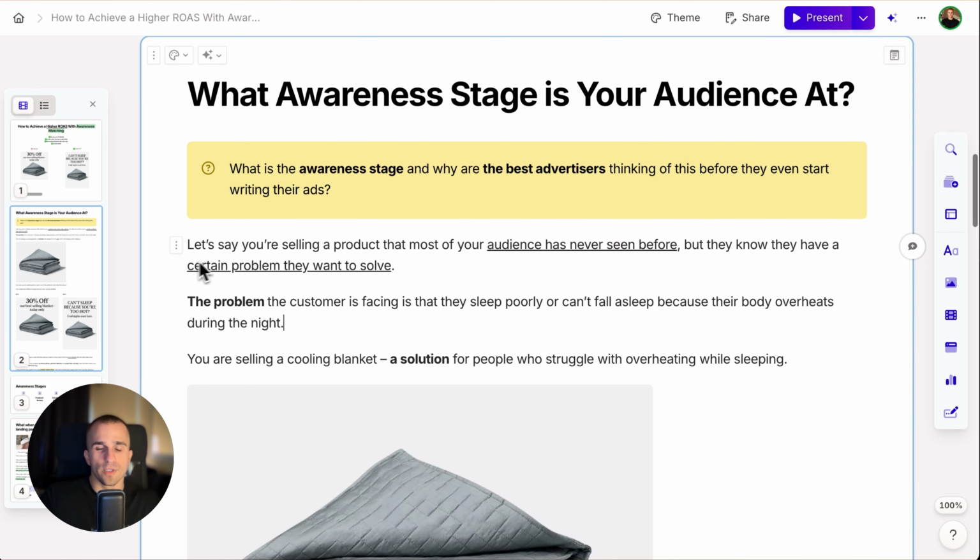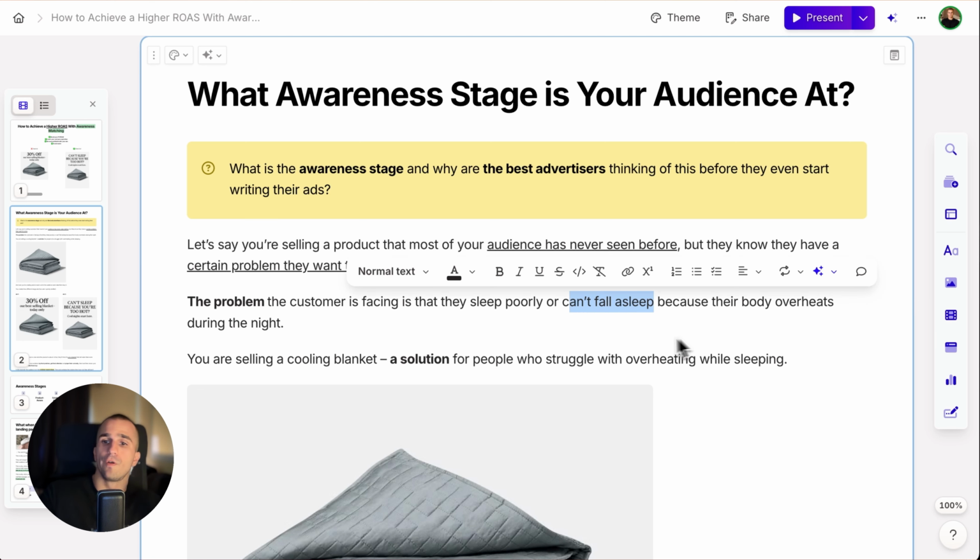So what is the awareness stage, and why do the best advertisers think of this before they start writing their ads? Let's say you're selling a product that your audience has never seen before, but they know that they have a certain problem that they want to solve. In this example, which will help you understand this concept more easily, let's say the problem you are trying to solve is that people sleep poorly or can't fall asleep because their body overheats during the night. So this is the problem that you want to solve.